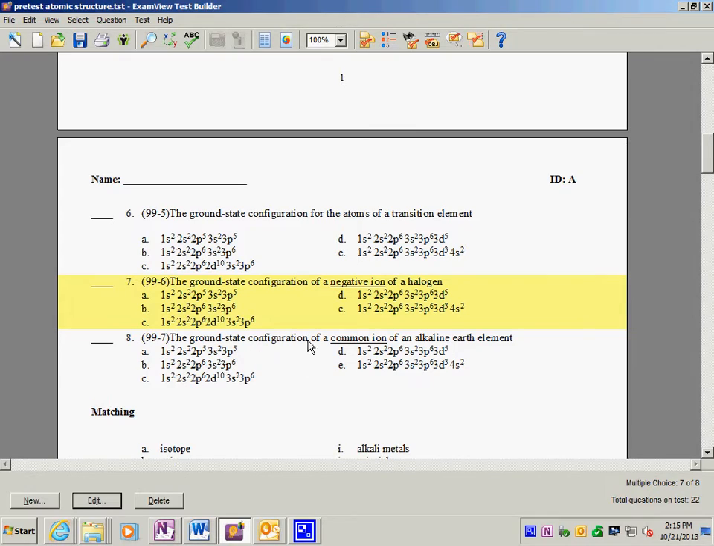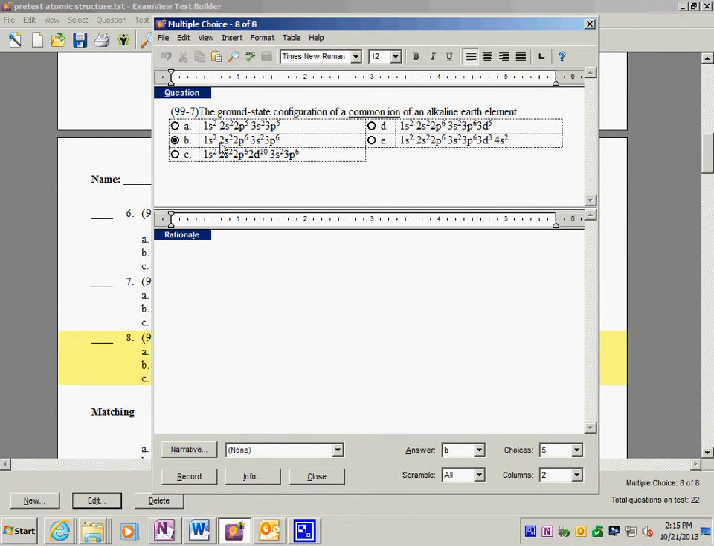Same thing here, except for a cation. Again, they're all flipping to a noble gas configuration. The only one that's noble is going to be B. This would be calcium 2+ ion.